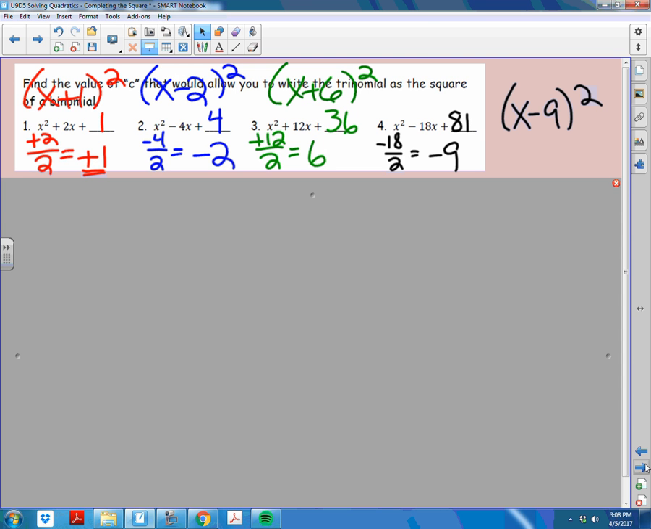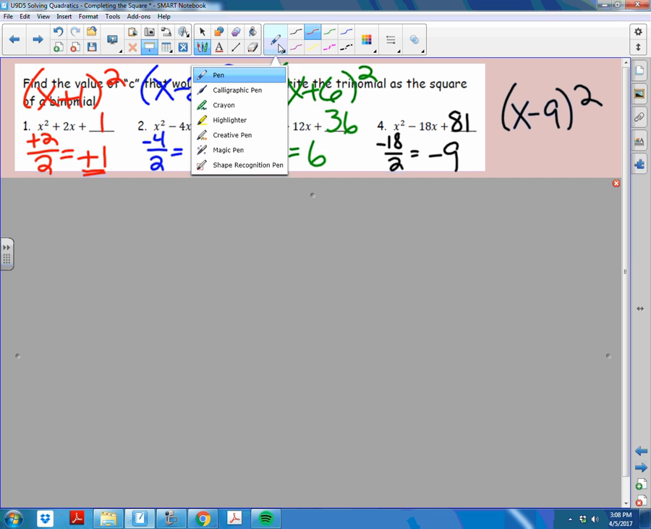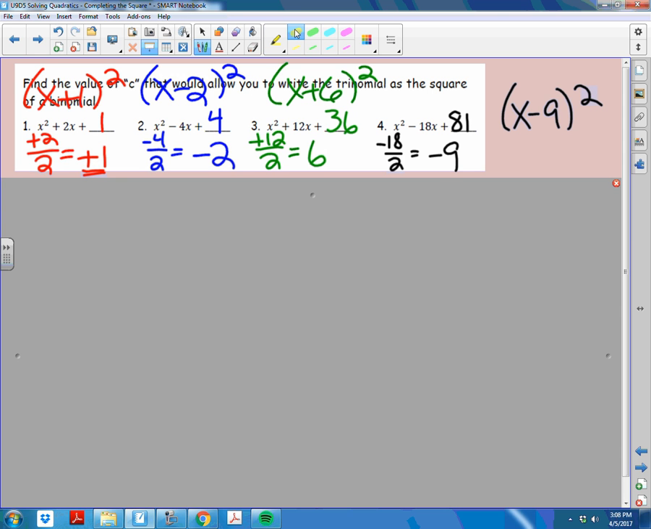Riley Christian, why was half of b important? Shows you the other value. It shows you the value that goes in the parentheses. That's it? It shows you the value that goes inside the parentheses as it's squared. Yes, ma'am? It's not. Nah. Yeah, just think. Chew on it for a second.